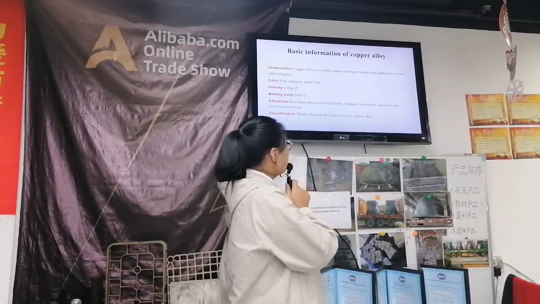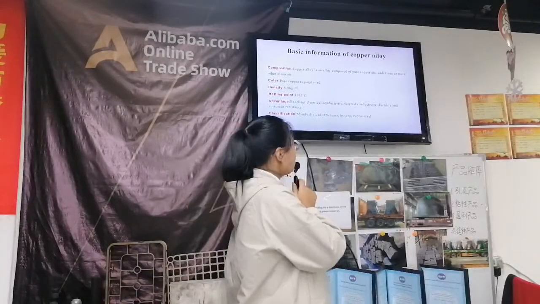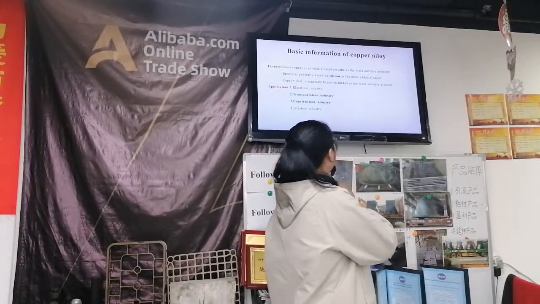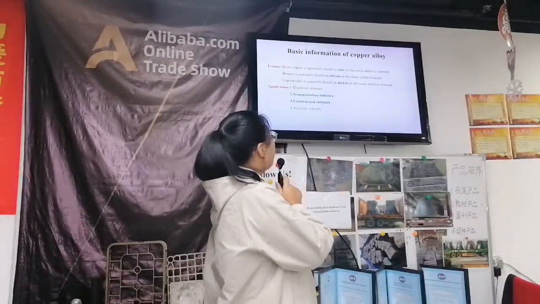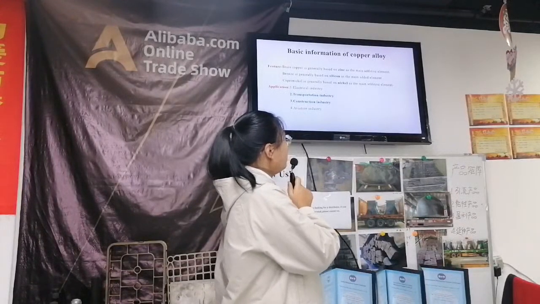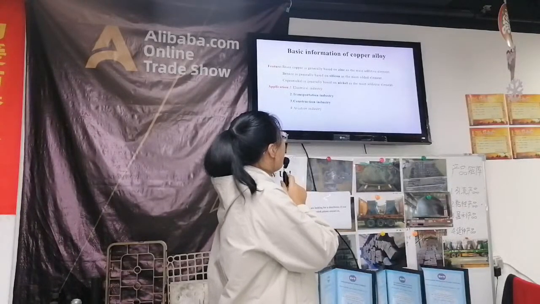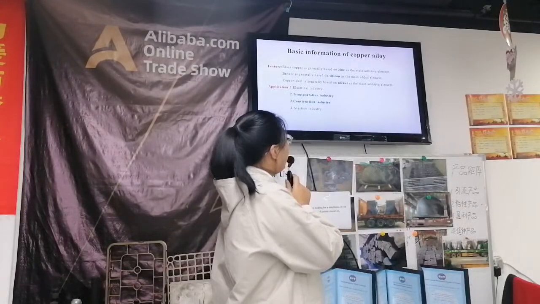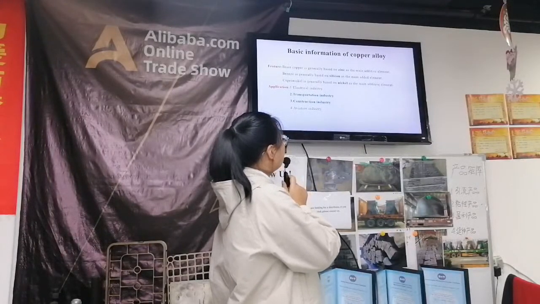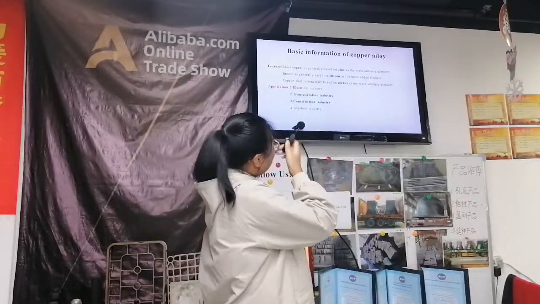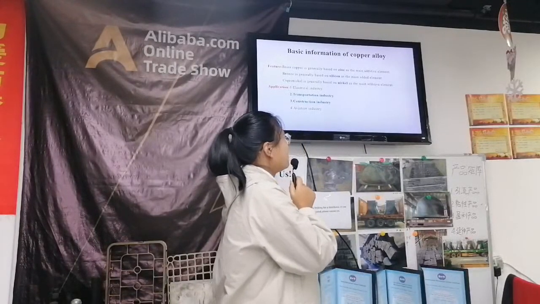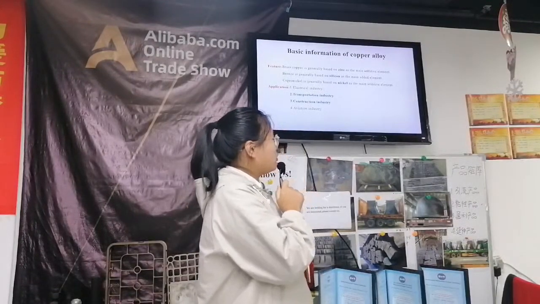For classification, we divide into brass, bronze, and cupronickel. For feature, brass is generally based on zinc as the main alloying element. Bronze is generally based on tin or silicon as the main alloying element. Cupronickel is generally based on nickel as the main alloying element.